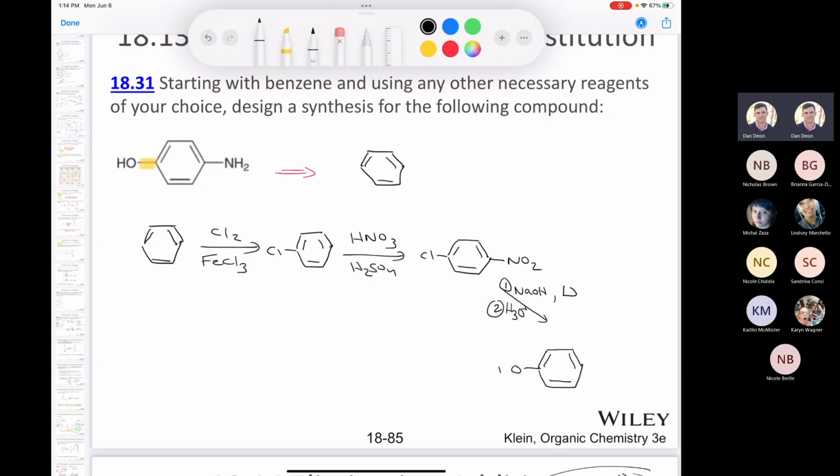Like this. So here's my phenol. So I have para-nitrophenol, and then I just want to reduce the nitro group. You could use iron or you could use zinc. Either one is totally fine. Let's choose iron just for fun. So use iron and HCl.